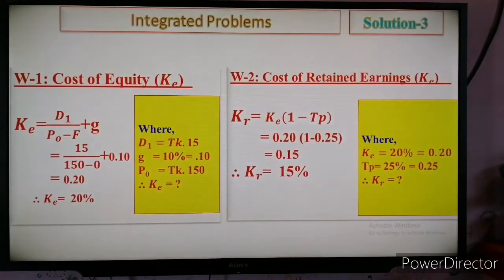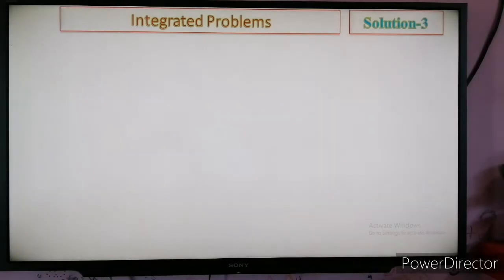10% means 0.10 and market price taka 150. Ke equals what? This is a very simple problem, 20% or 0.20. We got requirement 1 done, and we have cost of equity equal to 20%. Let's go back to the second page.